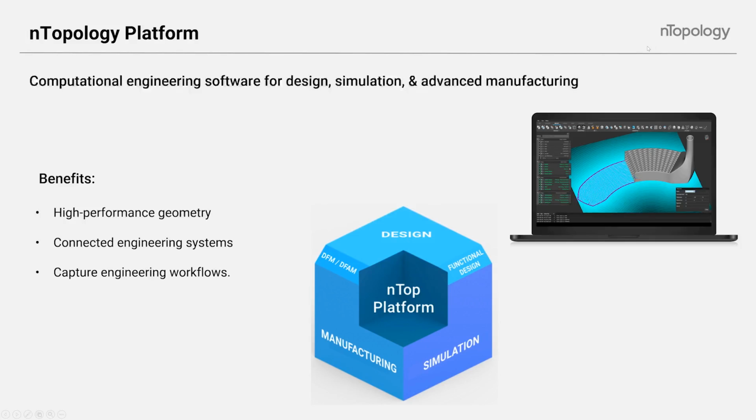High performance geometry, and this is regardless of the complexity of a model or a design you have, from the simplest to the most complex. So you'll see when Blake does this demonstration that because of this implicit modeling technology, model generation is fast, it's robust, and it doesn't fail. It's really impressive. The second is connected engineering systems.